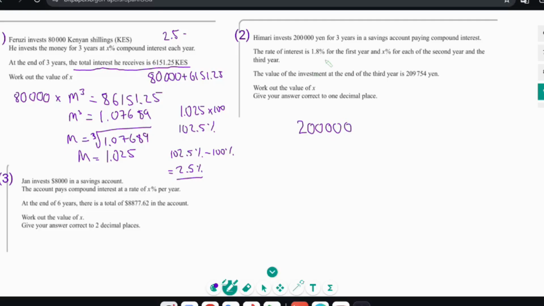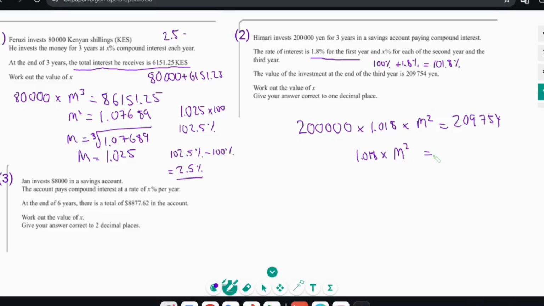Ari invests 200,000 yen. Rate of interest for the first year is 1.8%. So as a multiplier, as a decimal, divide that by 100, 1.018. Power 1 for 1 year, for the next 2 years, so the multiplier squared. Multiply them together, we get 209,754.